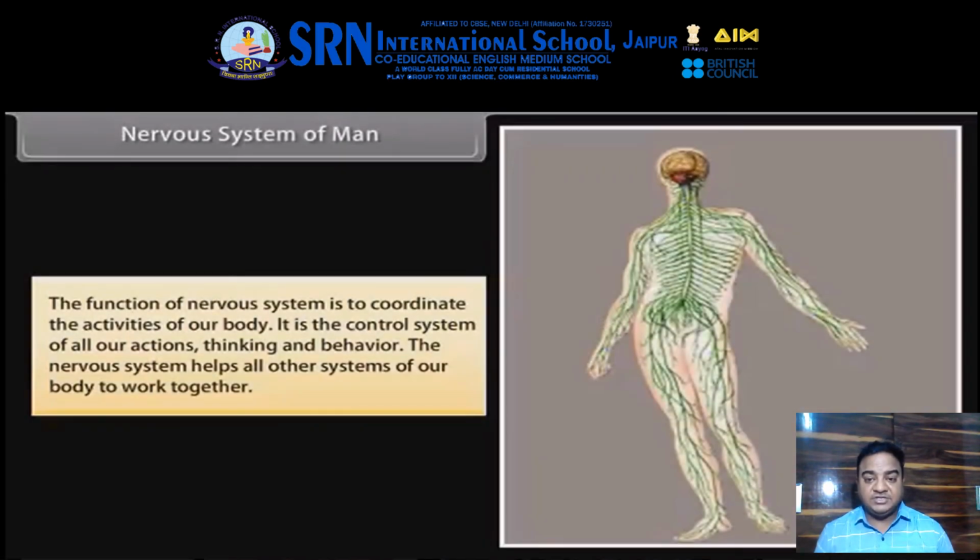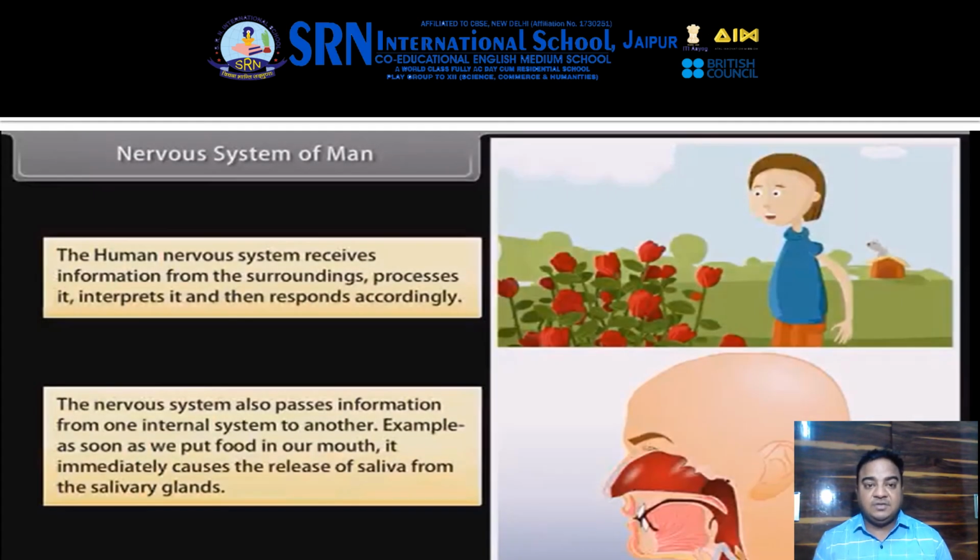Here in the picture it is given the nervous system of man. The function of the nervous system is to coordinate the activities of our body. It is the control system of all functions and behaviors present in the body. The nervous system of man receives information from the surroundings, interprets it and responds accordingly. The nervous system also passes information from one internal organ to another. For example, as we put or see the food near the mouth, then salivation occurs. So this is an example of the response to the stimulus.